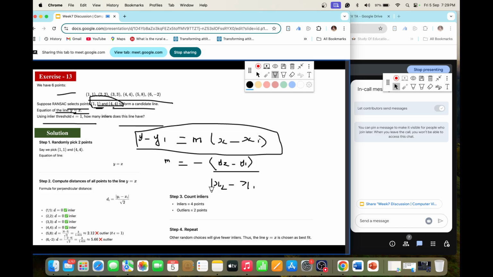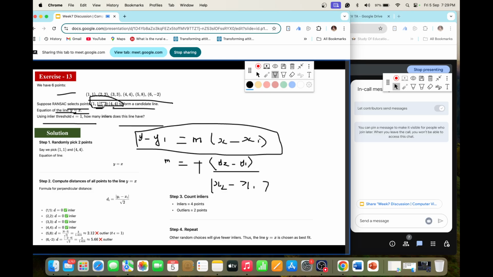So that is the slope formula, okay. M is y2 minus y1 by x2 minus x1. So for example, our y1 is 1 and y2 is 4, and x1 is 1 and x2 is 4. So y minus 1 equals m of x minus 1, okay. And how can we calculate m? M is y2 minus y1 by x2 minus x1.